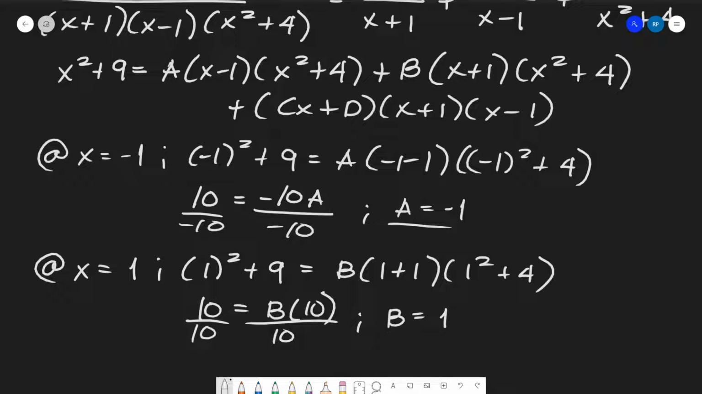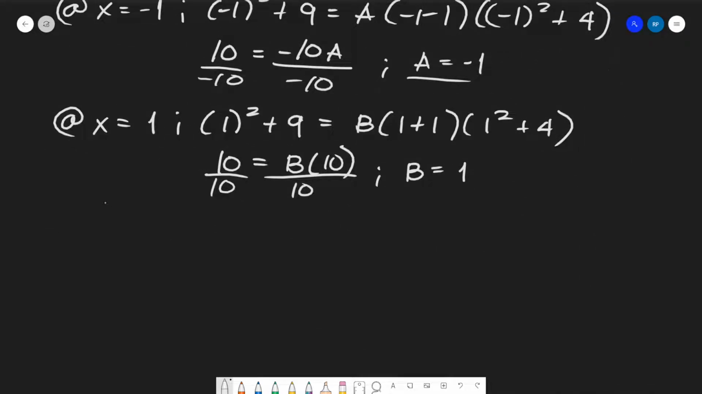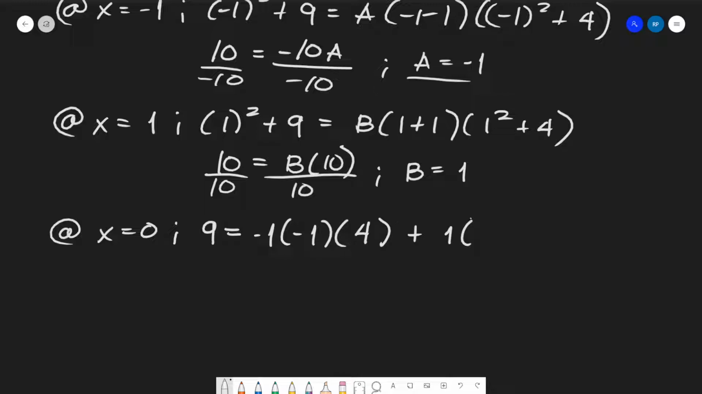Okay, next. C and D na lang hinahanap natin, no? So, mapapansin natin, C is attached to AX. So, para maging 0 si C, kailangan natin mag-multiply ng 0. So, at X is equal to 0. No? So, we have 9 is equal to, what's the value of A? That is negative 1. Diba? So, A is, ano kasama ni A? X is equal to negative 1. So, negative 1. Then, 4. Diba? Then, plus B. Ano yung value ng B? 1. So, 0 plus 1 is 1. No? Then, times 4.